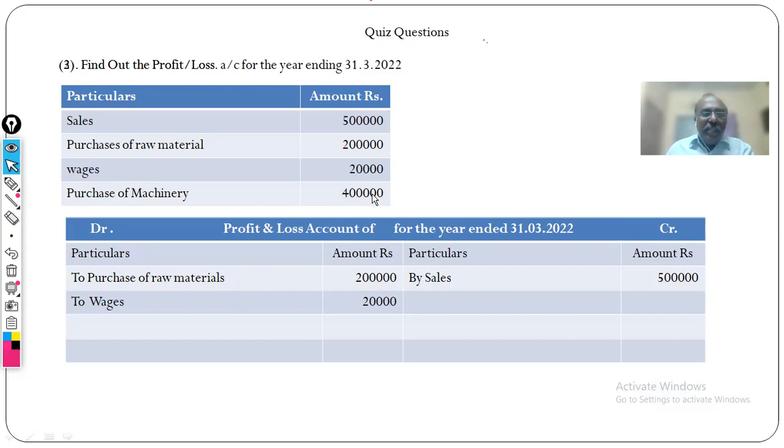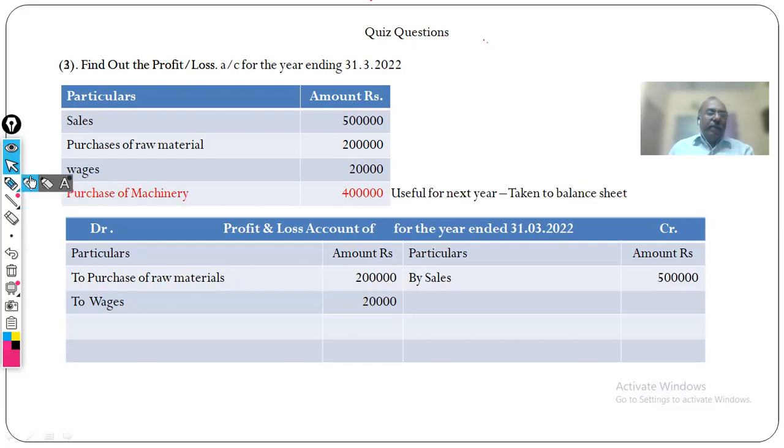But this machinery is useful for the next period also. We can use the machinery for production purposes in the next year. Because of this, the entire 4 lakh rupees is not wasted this year itself. There is some balance utility available. Because of this reason, we are not going to put it into the profit and loss account. We are going to put the purchase of machinery in a separate sheet. This balance we are going to take into a separate sheet called the balance sheet because this item is useful for the next period.